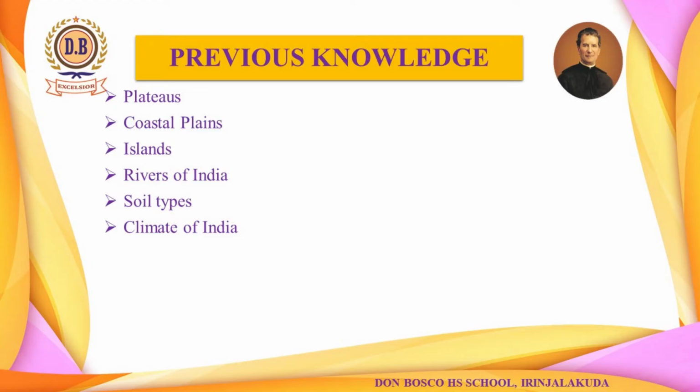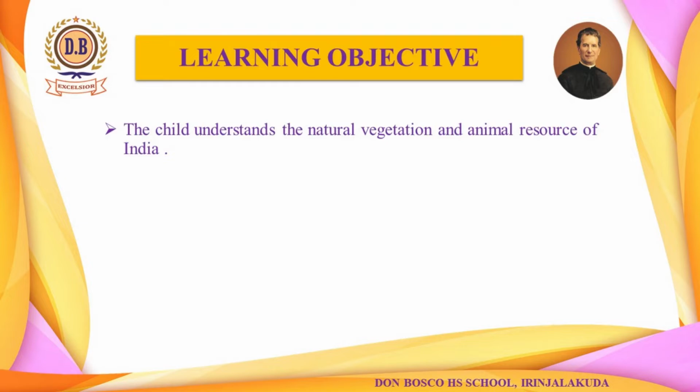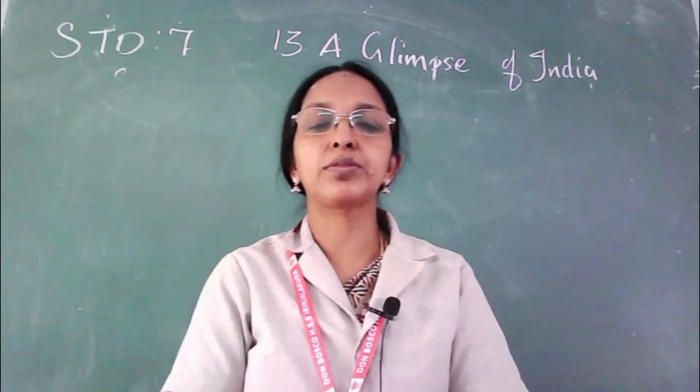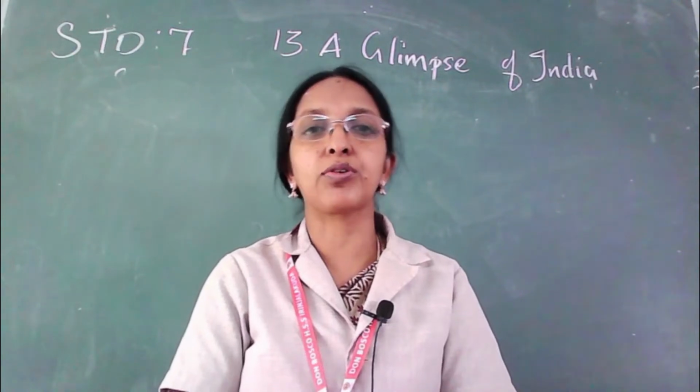In the last class, we went through the topics, the soil types, and the climatic conditions of India. In this session, we are going through the topics the natural vegetation and animal diversity, as well as the two main problems that India faces, the drought and the flood. So dear children, we shall first see the slides on drought and flood.